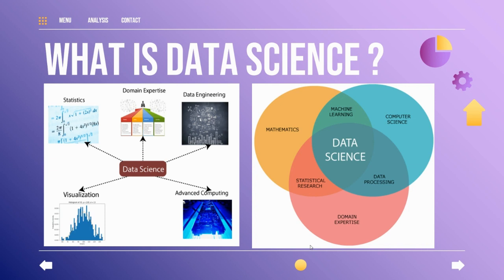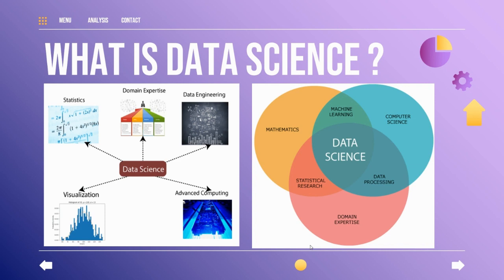Next, data engineering. What is meant by data engineering? The first two are the basic fundamentals: statistics and domain expertise. In data engineering, he should know about the data we are working on, what type of data it is, and how to convert, transform, and clean the data, etc.